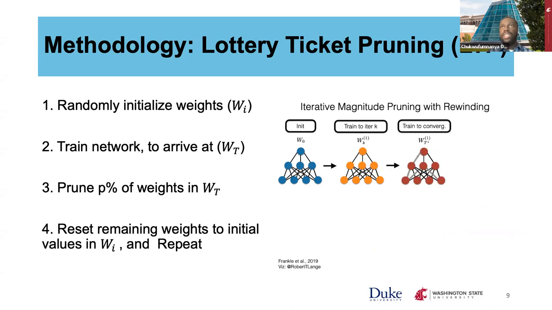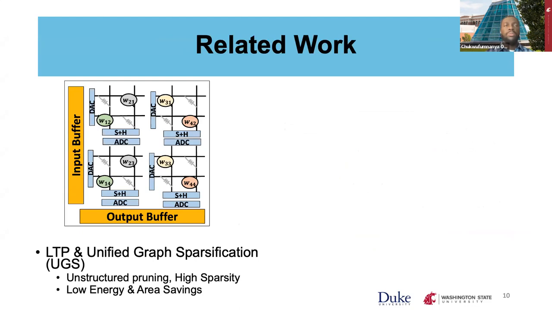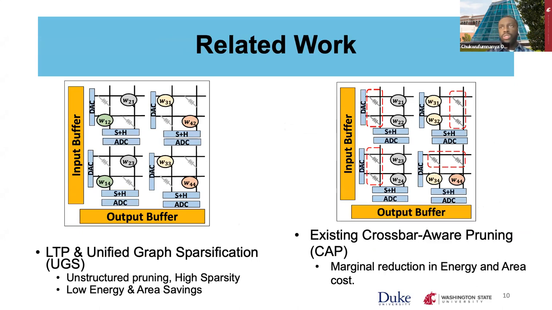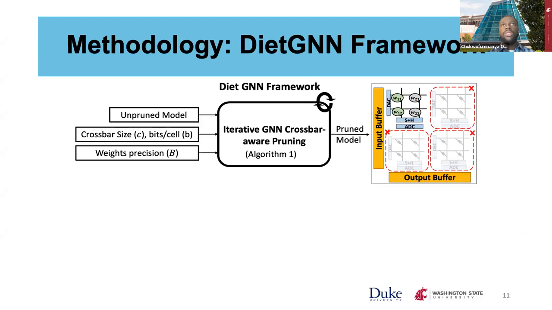So other works have proposed various pruning methods, LTP and graph sparsification, and also crossbar weight pruning techniques. But in this work, we specifically propose a method that actually saves a significant amount of hardware. It's a structured pruning method which helps us to save crossbars as well as the associated peripheral circuits. We call this framework Dyer GNN. It takes in the unpruned model as well as the crossbar size and its resolution, as well as the bit precision, and then performs this iterative pruning and reduces the number of crossbars as well as the peripheral circuits. So we can see here that we are saving both sample and hold circuitry, ADCs and DACs.